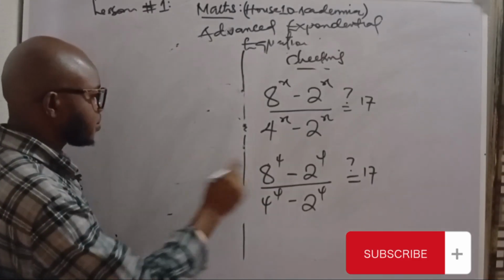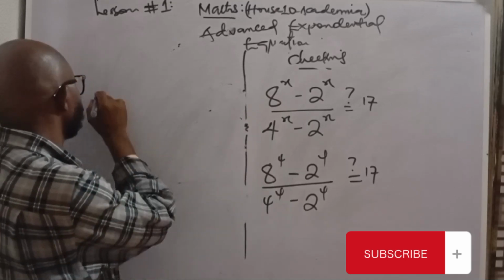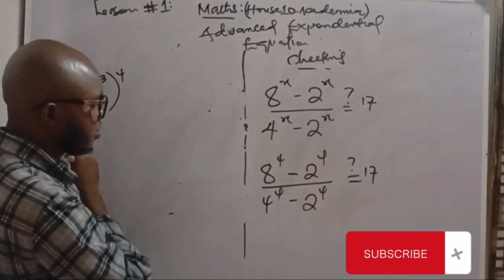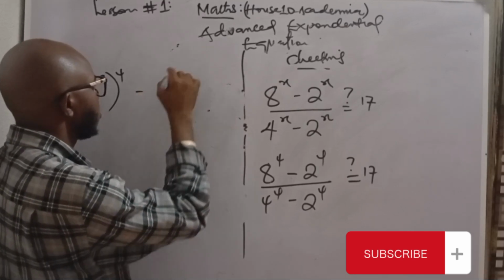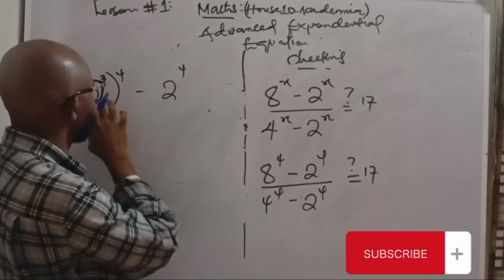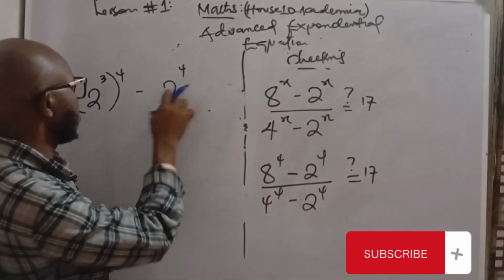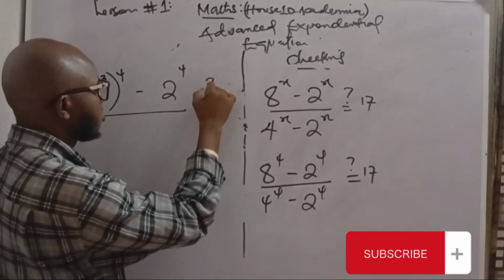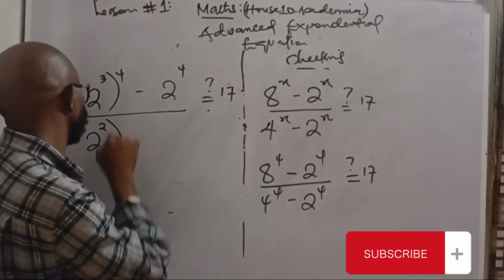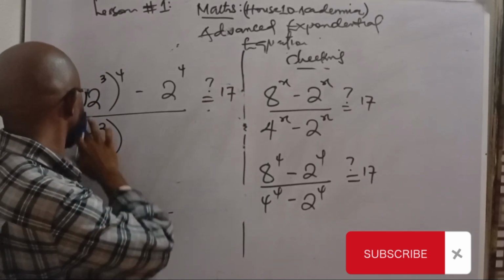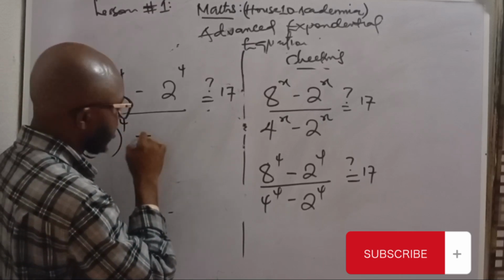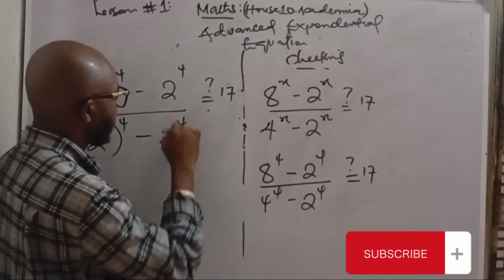Okay, let's solve this. We have this can be written as (2^3)^4 minus 2^4, because this is easier to solve, but this one is a little bit hard. So I want to use this. Is it equal to 17? That's the question. So we have (2^2)^4, then 4 minus 2^4.